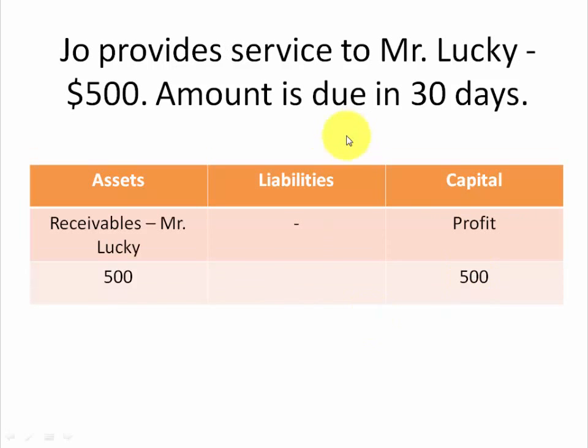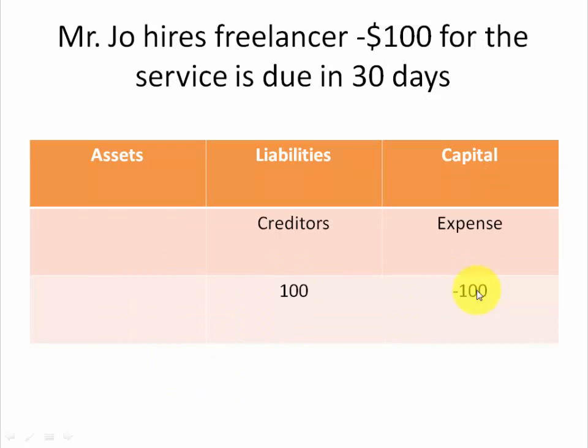Joe provides service to Mr. Lucky for $500. The amount is due in 30 days. In this case, Mr. Joe has not received any money for the service. So Mr. Lucky is a receivable for Mr. Joe. We write receivable on asset side. I have written 500 plus here. Profit will be increased, so we write 500 on capital side. So 500 is equal to 0 plus 500.